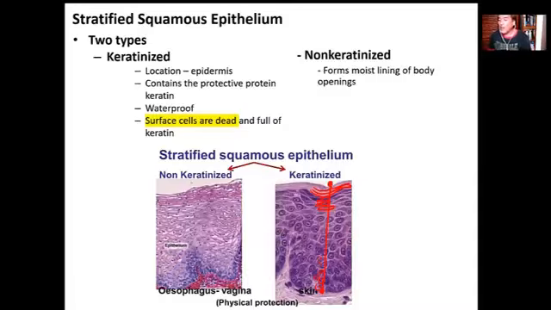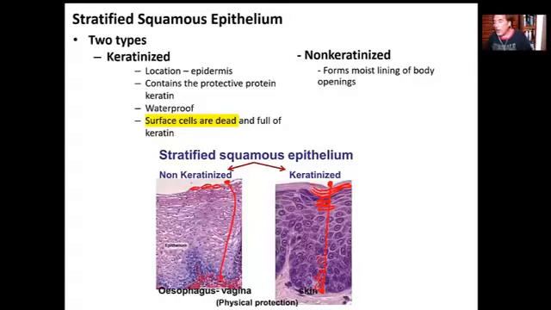Now, where do you see stratified squamous non-keratinized? Okay, so this is an example inside the esophagus or the vagina or the cheek inside your mouth. That is stratified squamous epithelium, but it's a different consistency on the lips compared to the skin because the epithelium is from here to here, and you notice that the top layer are living cells. They still have nuclei. Unlike here, they're dead cells, no nuclei on the top layer.